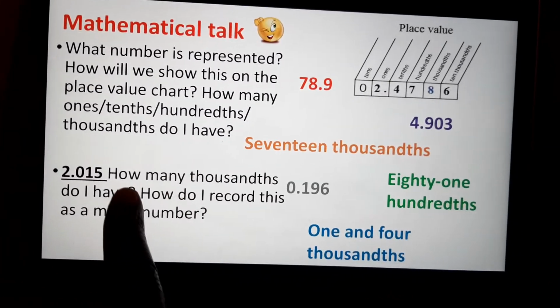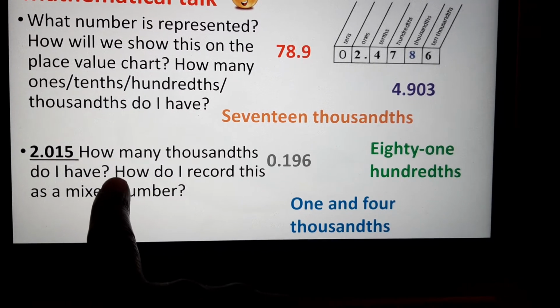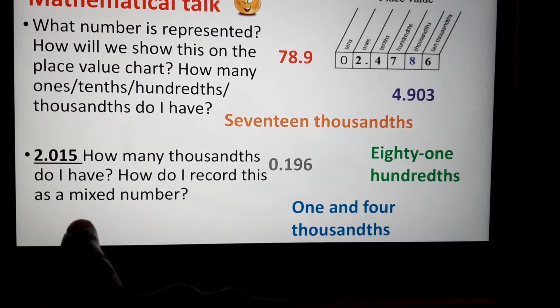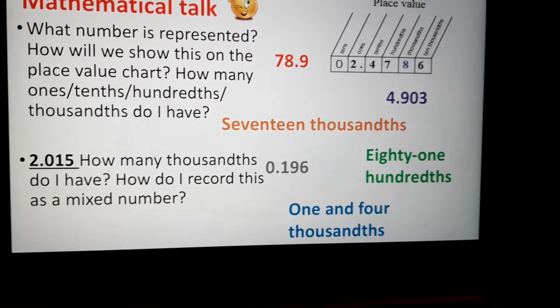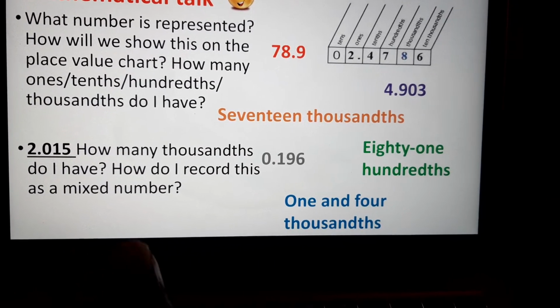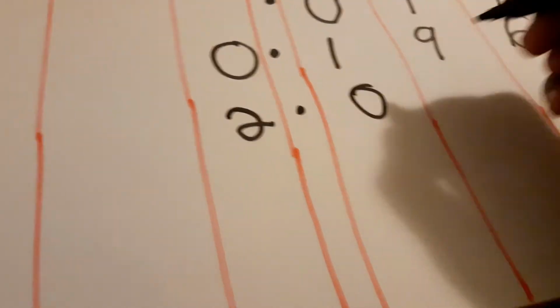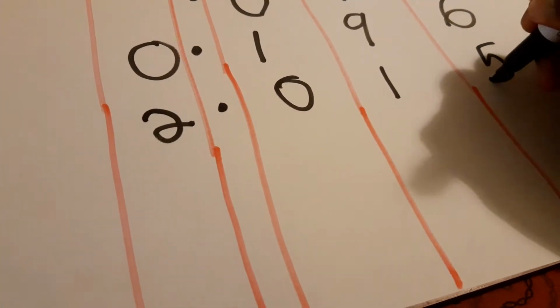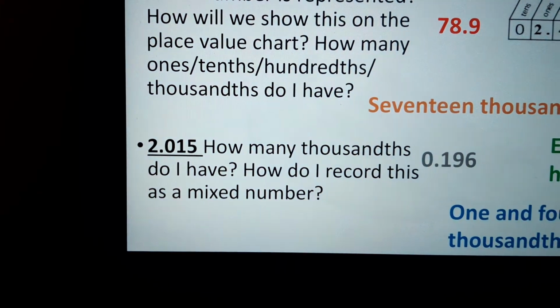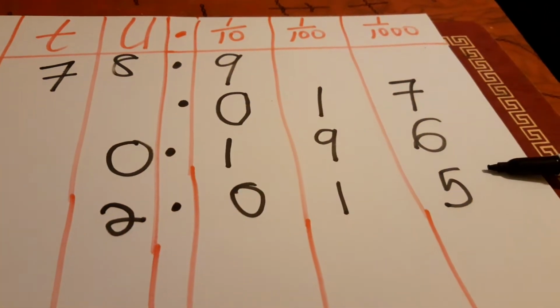Okay, so this one where it says 2.015, how many thousandths do I have, and how do I record this as a mixed number? The first thing we need to do is obviously write the number in our place value grid, 2.015. Okay, so that's the number. And then it says, how many thousandths do I have? So you look at the thousandths column and you have 5.